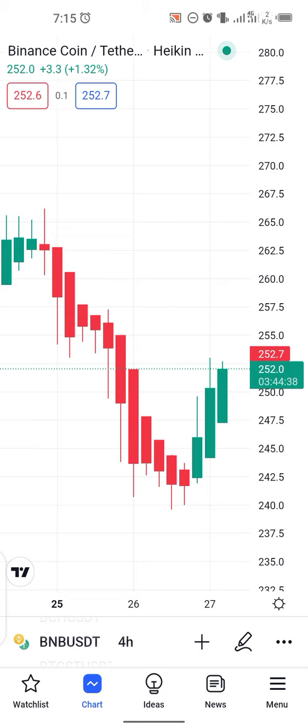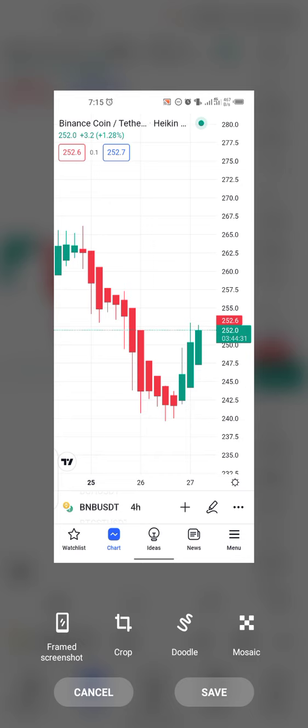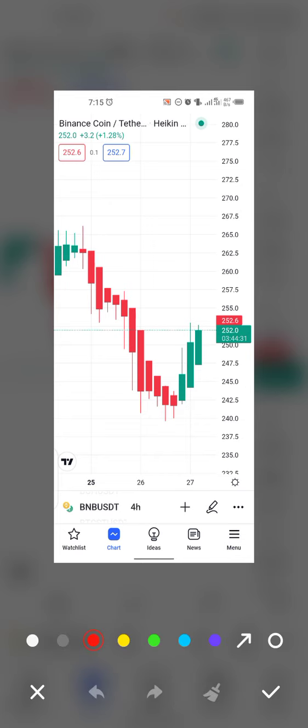For example, if this is BNB in the 4 hours time frame, you can see that the market keeps the trend. What I mean is, someone may be watching this for the very first time. This is a downward trend. So if the market is not going up more than 50%, it will keep the trend.